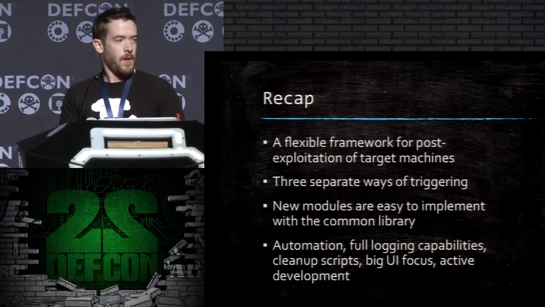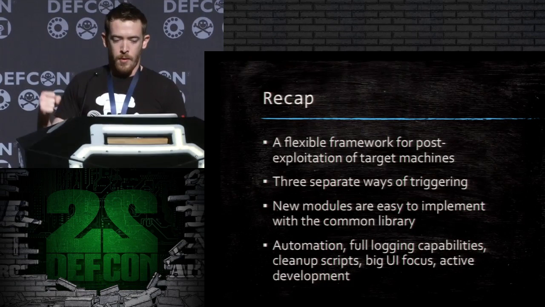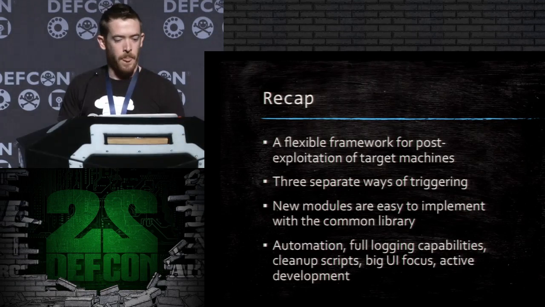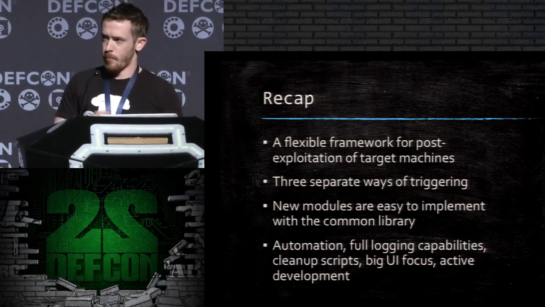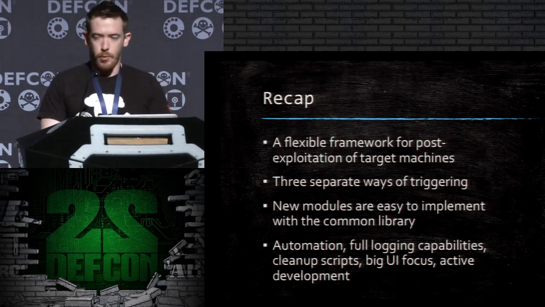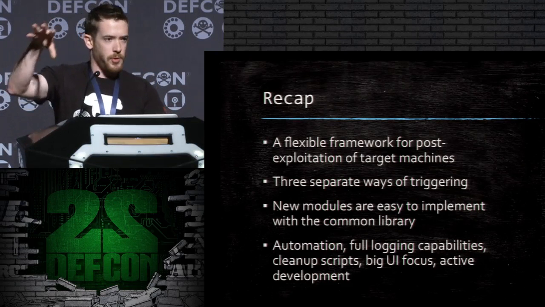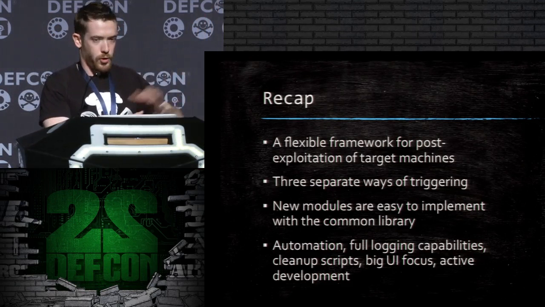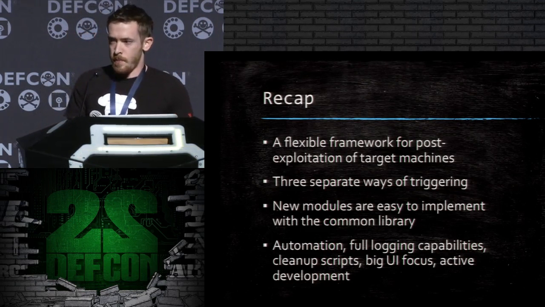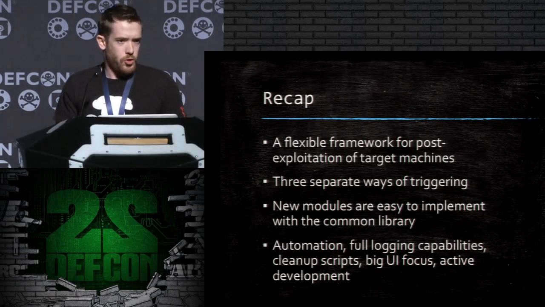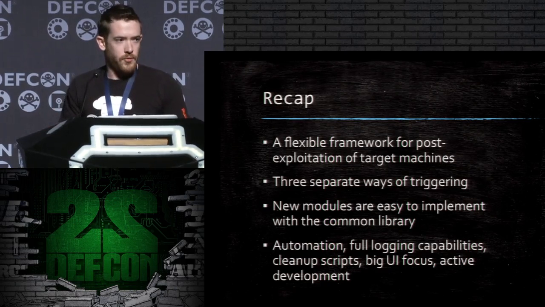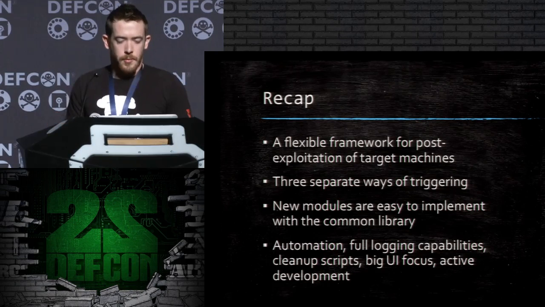So a quick recap. Veil Pillage is a flexible framework for post-exploitation of target machines on an internal pen test. There are 3 separate ways of triggering with a preference on stealth with WMIS. New modules are really easy to implement with the common library. You can just drop them in the tree, that enumeration folder or whatever, and it'll load it right up for you. There's a lot of automation, complete full logging capabilities, complete cleanup capabilities, and a really big UI focus. And we're going to have active development for a while.